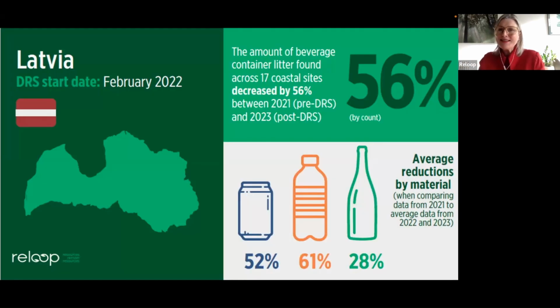litter. Let's take a look at Latvia, also quite a small country, but what's interesting here is the amount of beverage litter found across 17 coastal sites decreased by 56% from before and after the DRS. And the average reductions of material, you can see here in terms of litter, are massive. I mean, who doesn't want to have a system that within 2 years reduces the amount of plastic bottles on beaches by 61%? To me, this is a no-brainer.